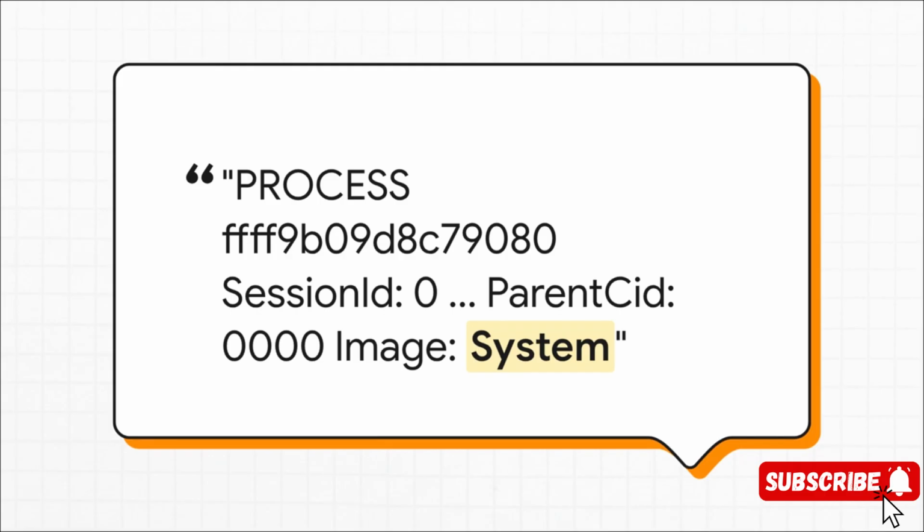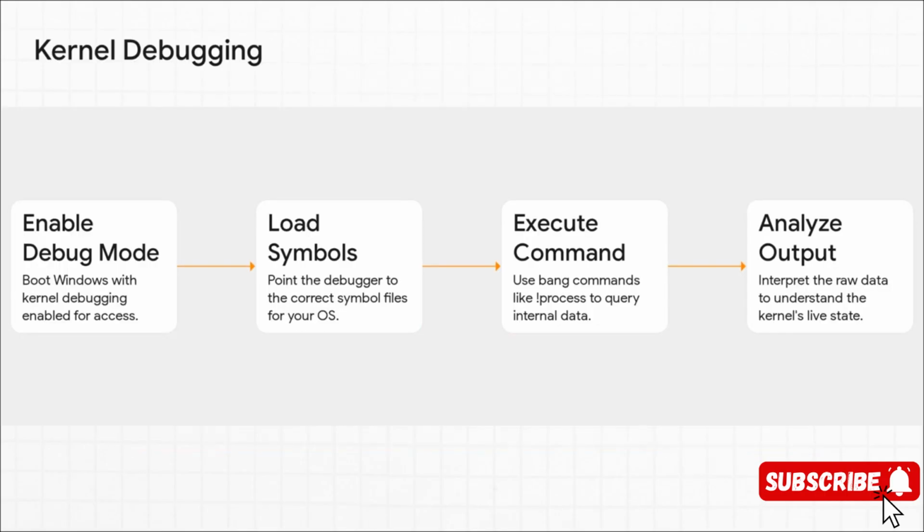This is how an analyst might start digging into a system crash or some kind of suspicious activity by talking directly to the kernel. Now, I know it sounds incredibly complex, but the process itself can be broken down into a few key steps. First, you have to boot Windows into a special debugging mode. Then, you have to tell the debugger where to find those critical symbol files. After that, you're free to execute commands and start analyzing the kernel's live internal state. It's an incredibly powerful capability.